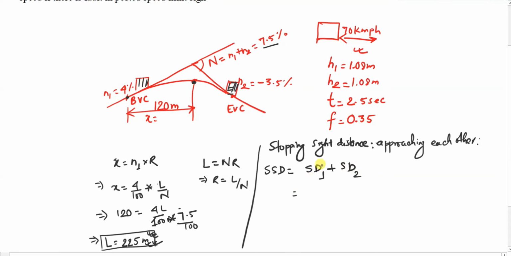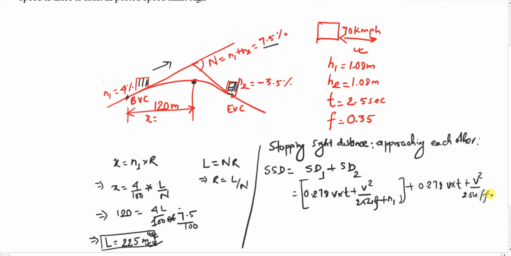So the stopping distance from the first car, if it is approaching in this 4% curve, is given as 0.278 v into t plus v square by 254 f plus, since it is ascending, n1, right? This is for the first car, and for the second car the same formula can be written like this: 254 f plus n2. So this is for the second car, right?